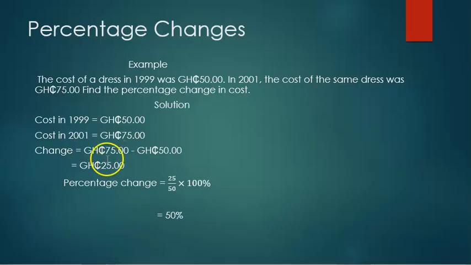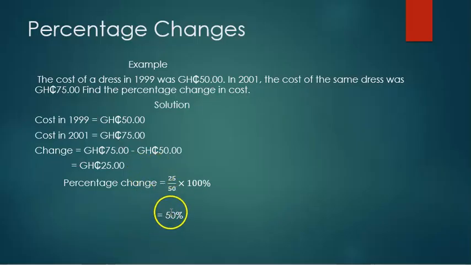So there is the need for us to find the change in the new and the original price. So the new price in 2001 was 75 Ghana cedis, and the original price was 50 Ghana cedis. So when you find the change, you get 25 Ghana cedis. So this is the difference between the new and the original price.